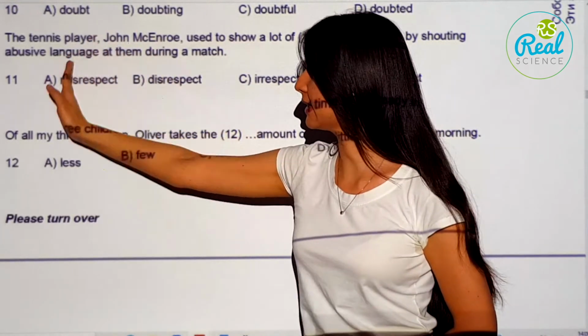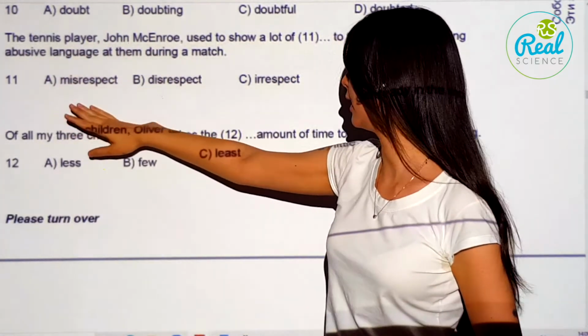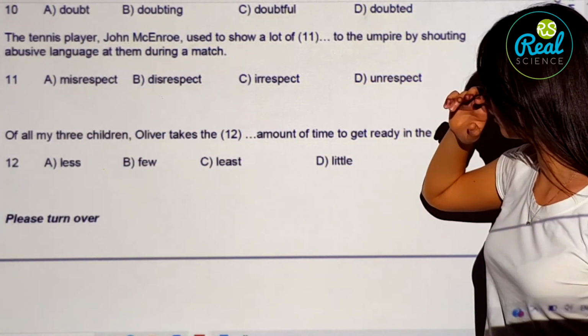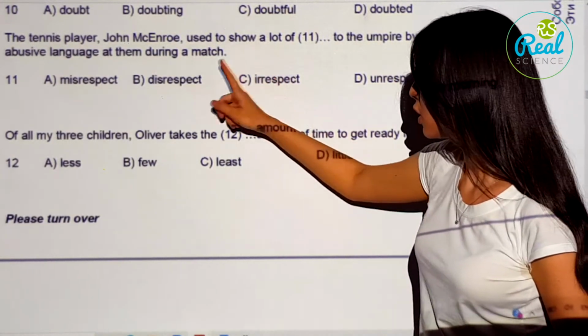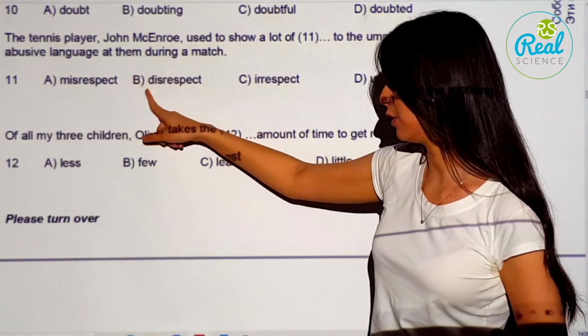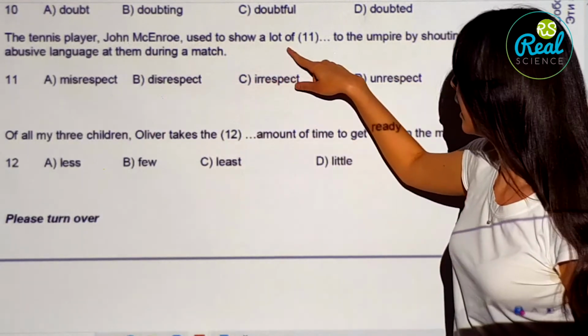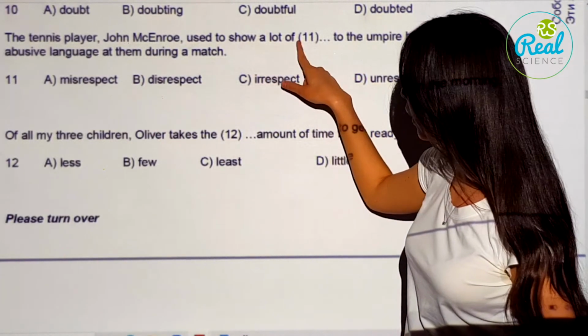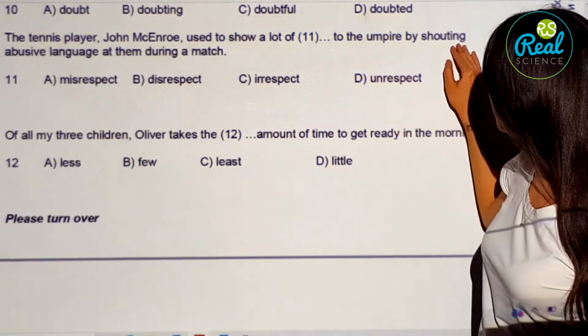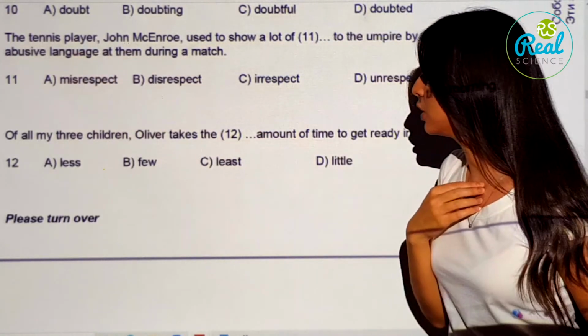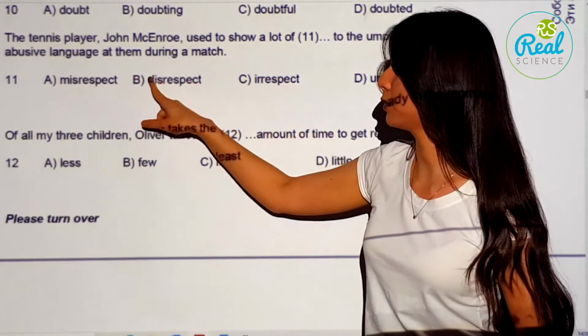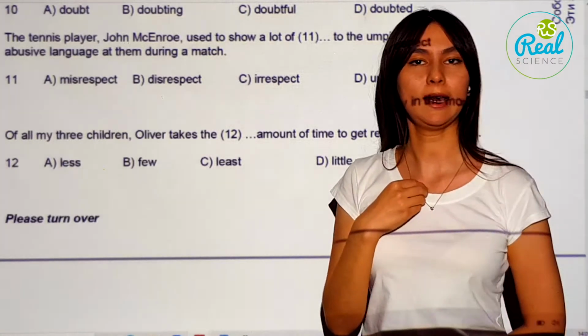Maybe it's disrespect. So exactly, that is the correct one. What else? The best option is disrespect. So he used to show a lot of disrespect to the umpire by shouting abusive language at them during a match. So the correct option is B1. Now let's move to the next one.